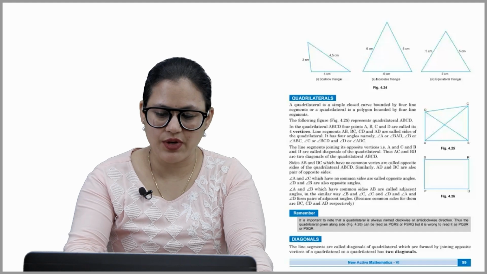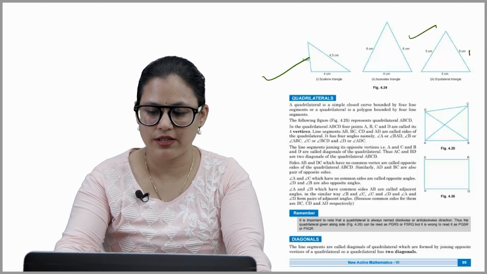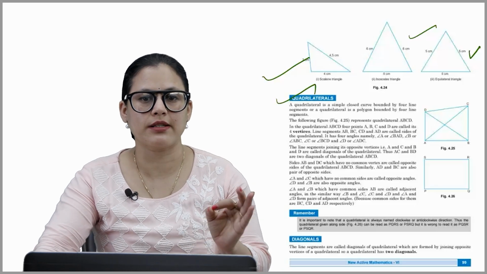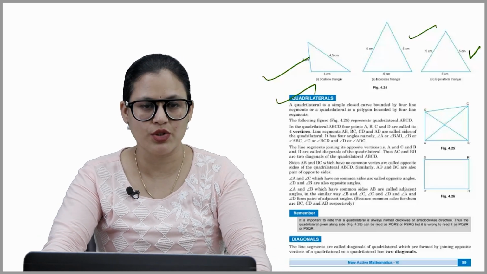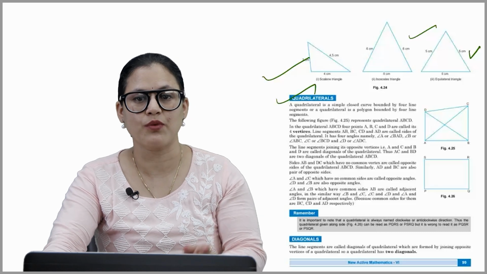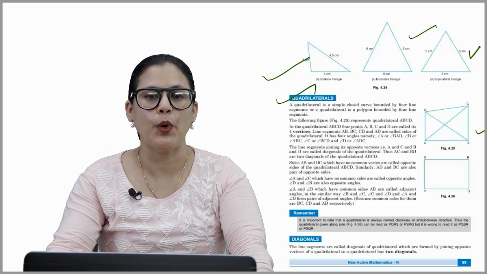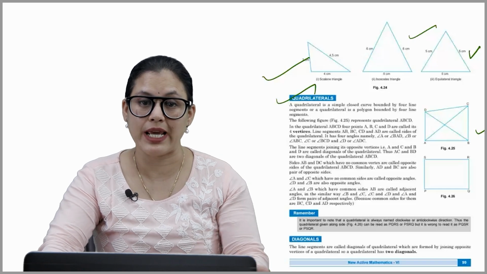See, this is the scalene triangle, isosceles and equilateral triangle, okay. Now, quadrilaterals. A quadrilateral is a simple closed curve bounded by 4 line segments, or a quadrilateral is a polygon bounded by 4 line segments. The following figure, that is figure 4.25, represents quadrilateral ABCD.